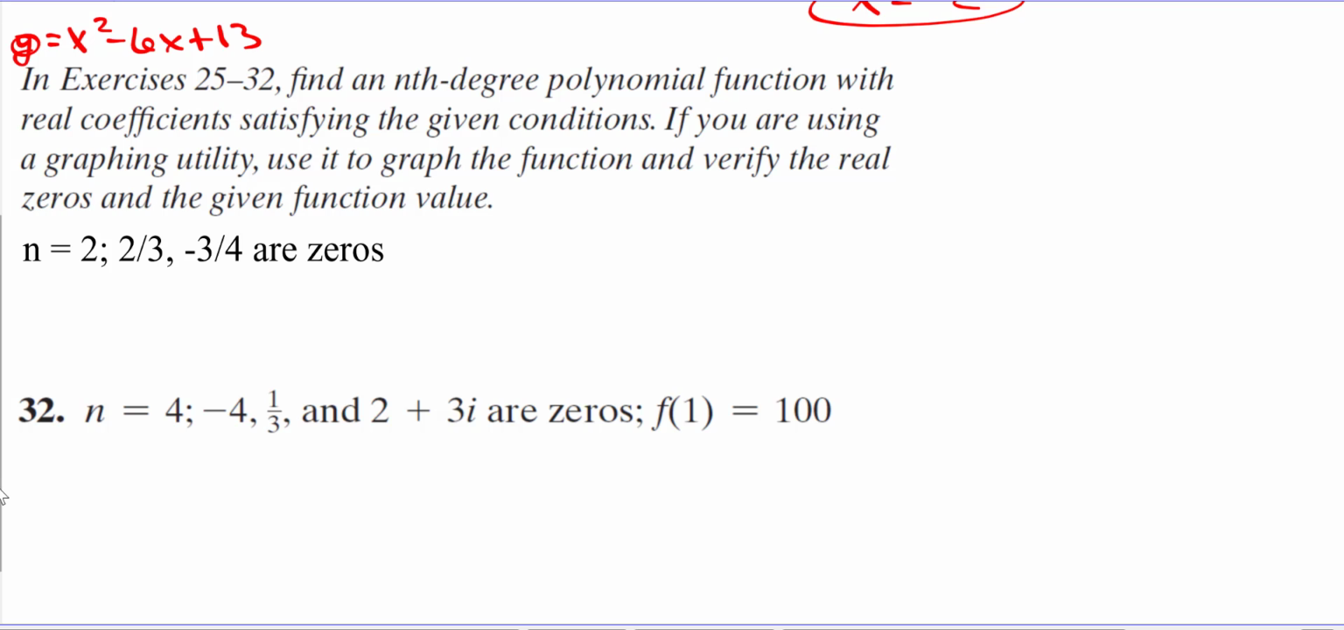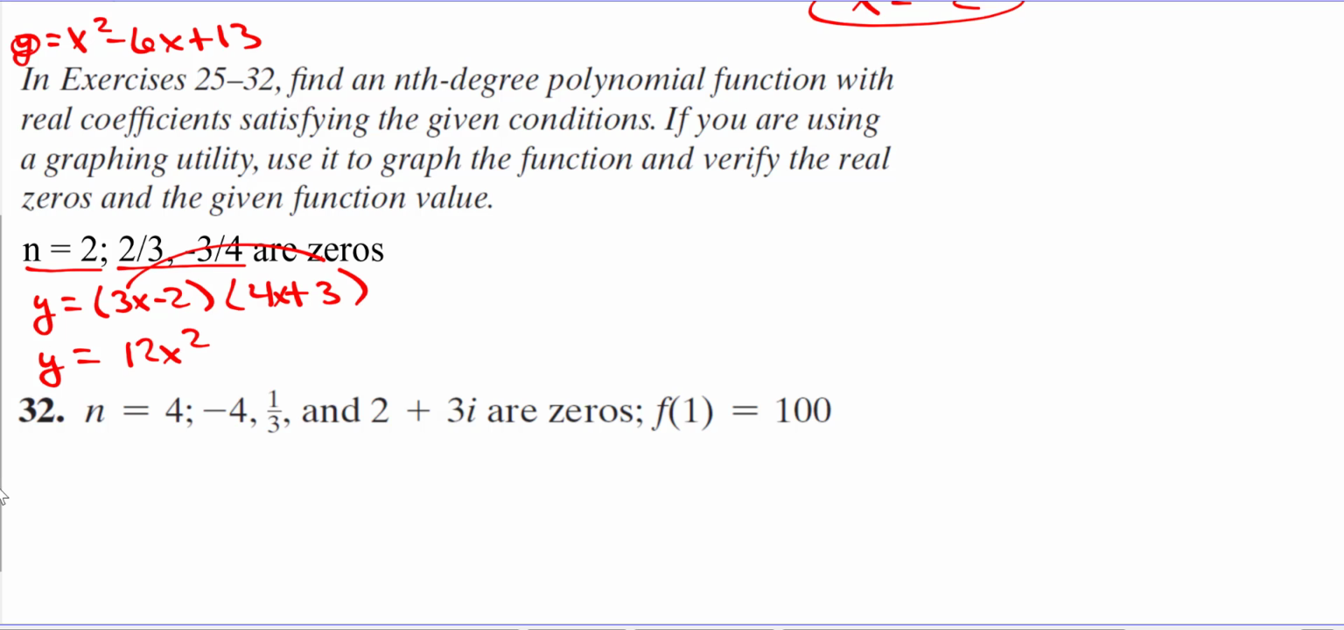Find an nth degree polynomial function with real coefficients satisfying the given conditions. If you're using a graphing utility, we don't have to do any of that. All right, so we want a polynomial of second degree, and here are the zeros. But we don't want any fractions. So our polynomial is 3x minus 2, because if we set that equal to 0, add 2 over, divide by 3, we would get 2/3, times 4x plus 3, right? Because we would subtract 3 over, divide by 4. So we have 12x squared plus x minus 6.